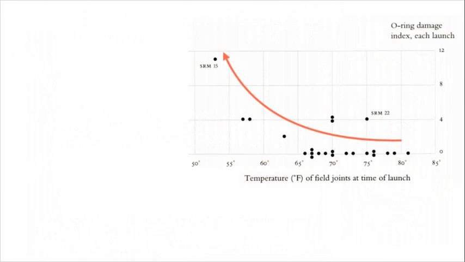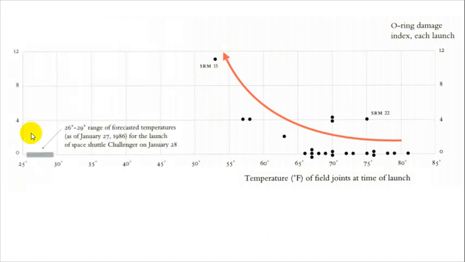Turning that data into a simple scatter plot where we have the temperature of the field joints at the time of launch and the extent of damage to the O-ring. There is, granted, a very small number of observation points here, but one could construe with perfect 2020 hindsight vision that there does seem to be a trend with colder temperatures relating to more damage. This is the temperature at the time of the launch of the Challenger.